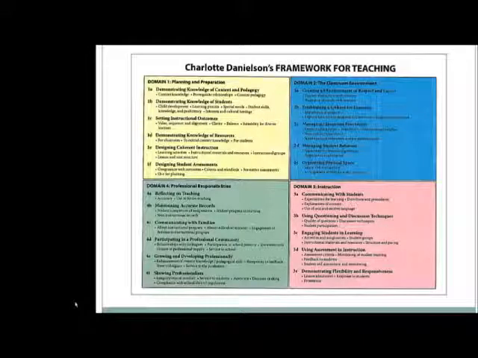Charlotte Danielson's framework for teaching is the model which has been adopted for evaluating your teaching practice. The framework is organized into 4 domains and 22 components. Domain 1, Planning and Prep, defines how a teacher organizes the content students are to learn, how you design instruction. Domain 2, the classroom environment, consists of the non-instructional interactions that occur in the classroom.